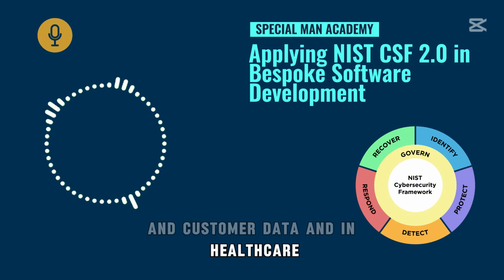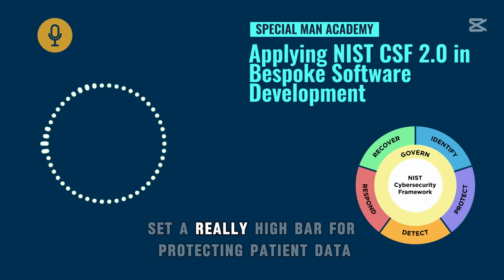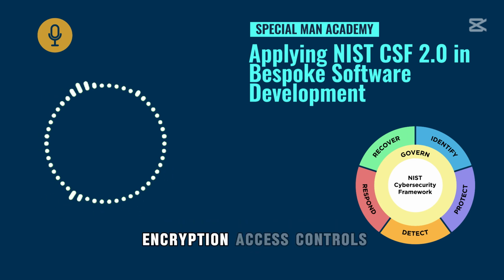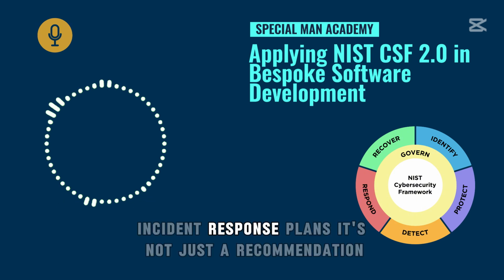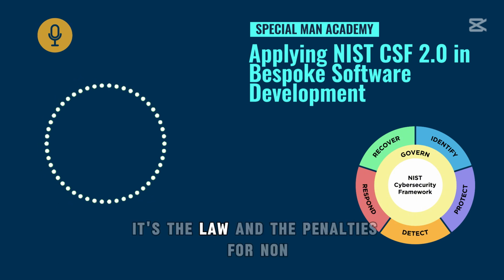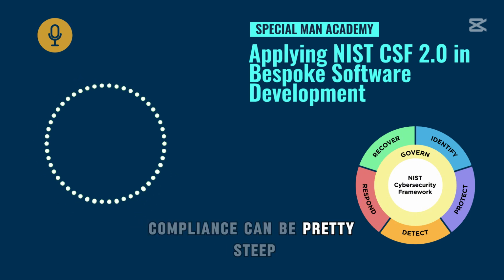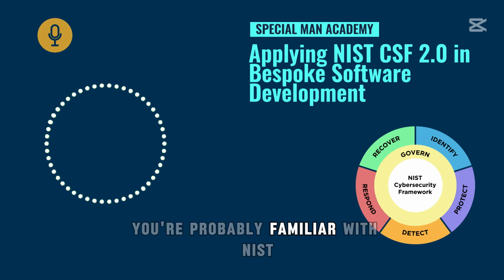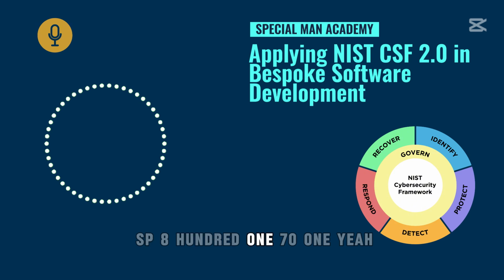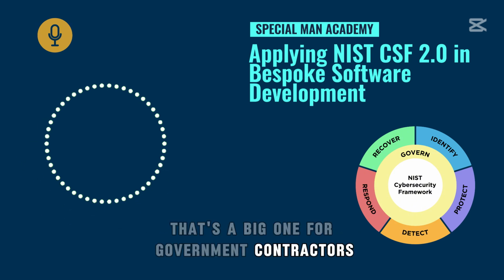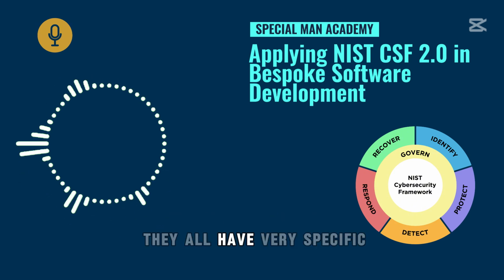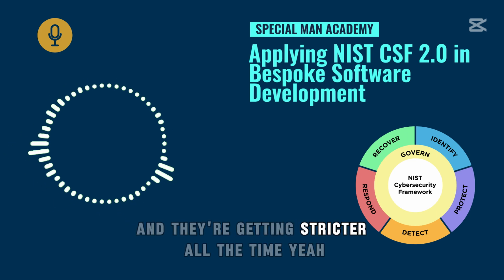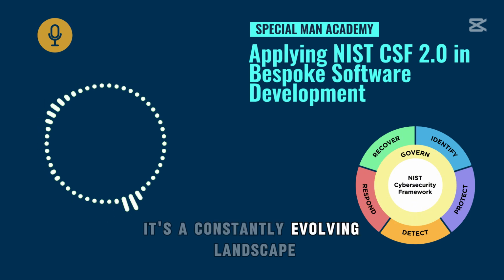And in healthcare, HIPAA and HITRUST set a really high bar for protecting patient data. Yeah, those are serious requirements. Encryption, access controls, incident response plans, it's not just a recommendation, it's the law. And the penalties for noncompliance can be pretty steep. They can, absolutely. And then anyone working on government contracts, you're probably familiar with NIST SP 800-171. Yeah, that's a big one for government contractors. CMMC, FISMA, they all have very specific, often rigorous security controls you've got to meet. And they're getting stricter all the time. Yeah, it's a constantly evolving landscape.